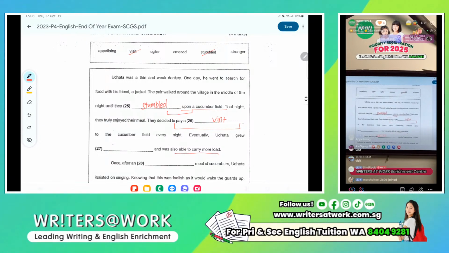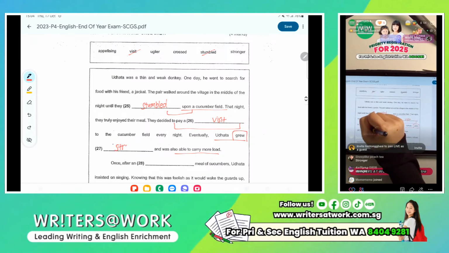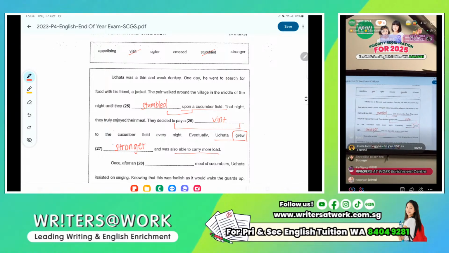Okay, question 27. Let's attempt this together. Eventually, Udata grew blank and was also able to carry more load. Okay, what would it be? For question 27. Okay, Udata grew stronger. Yes, stronger. And was also able to carry more load.